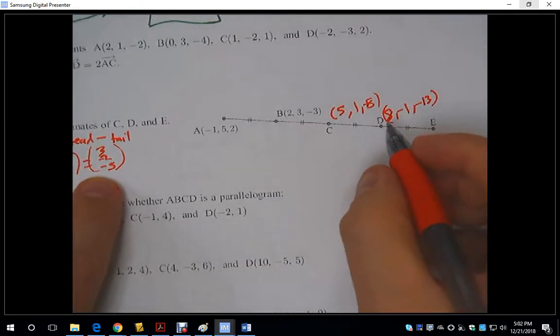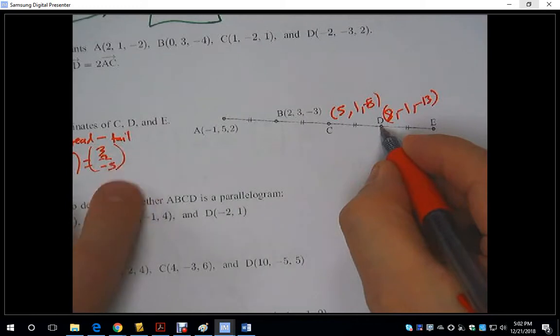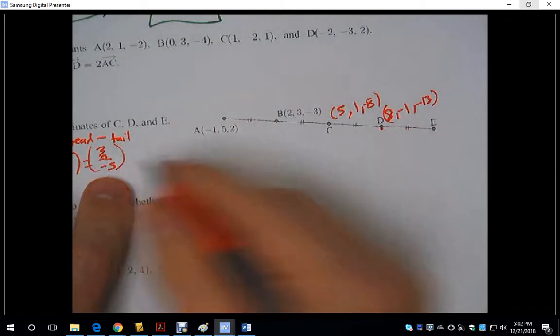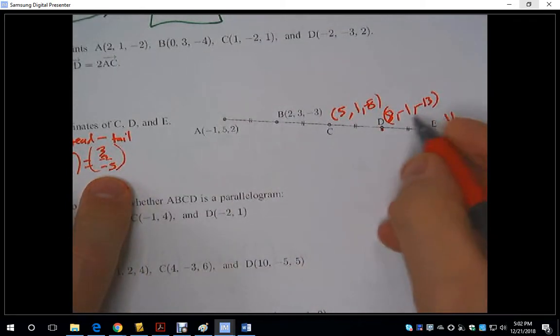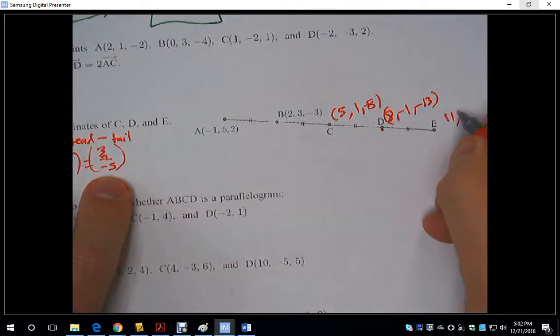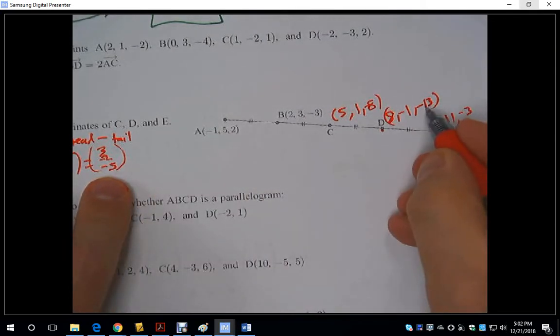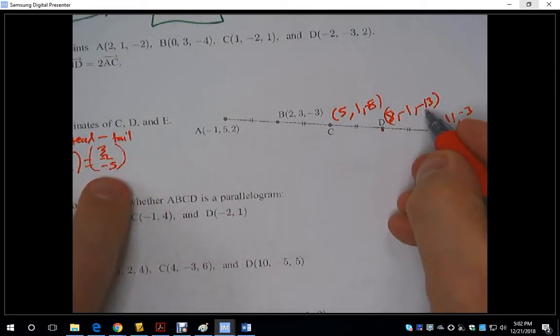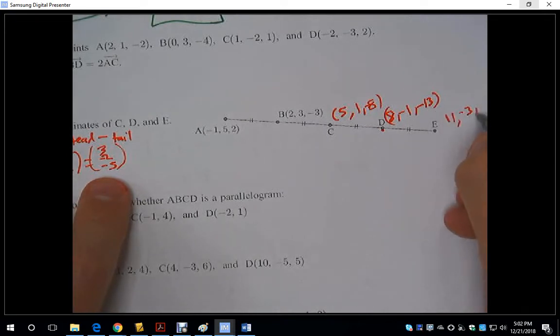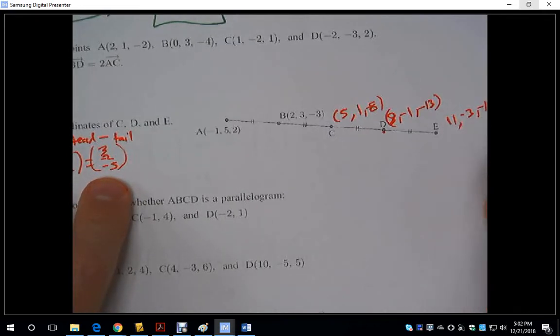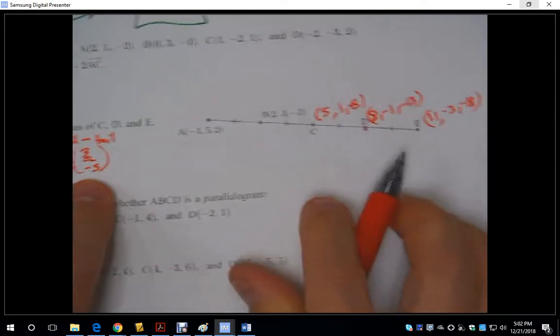We're going to do this all over again. We're going to take this point. We're going to add our vector here. So I have 8 plus 3. That gives me 11. I have negative 1 minus 2. That's negative 3. And negative 13 minus 5 gives us negative 18. So there, these are all of the missing points. Okay.